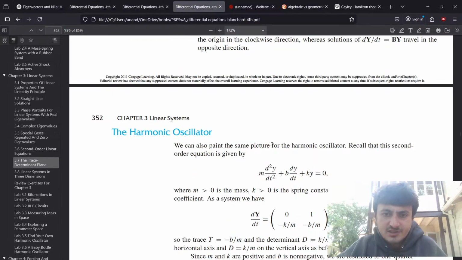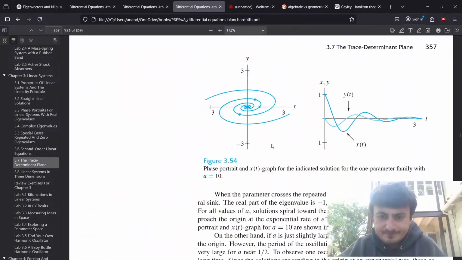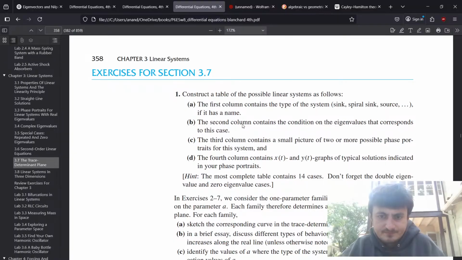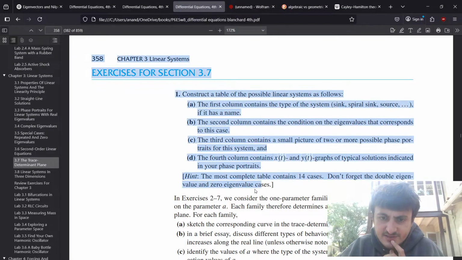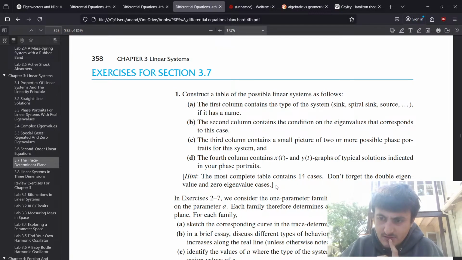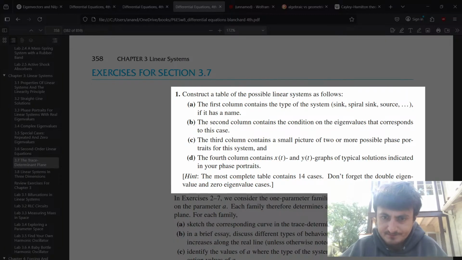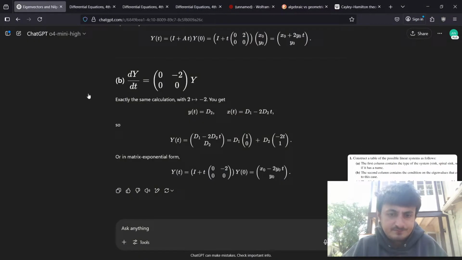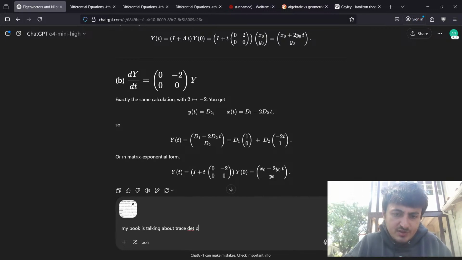All right, I'm going to ask ChatGPT. I think that... Don't forget the double eigenvalue and 0 eigenvalue cases. I did those, they were easy. I got those. Trace-Determinant plane and 2x2 systems.